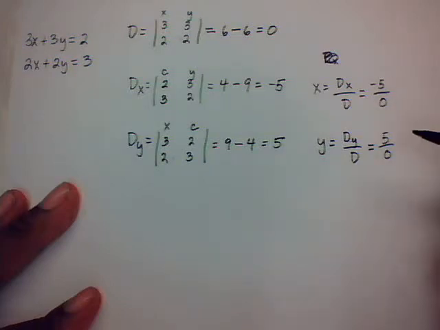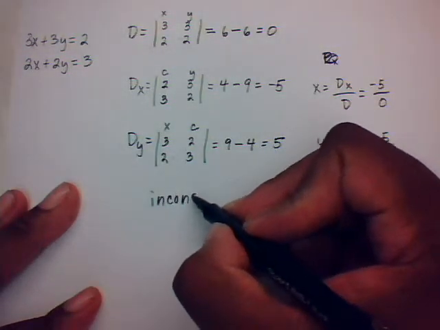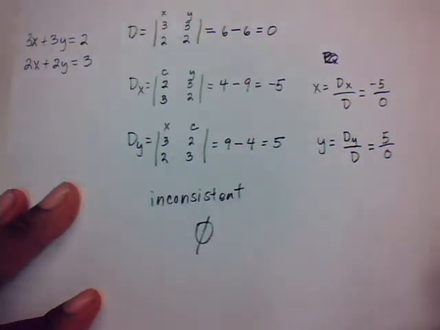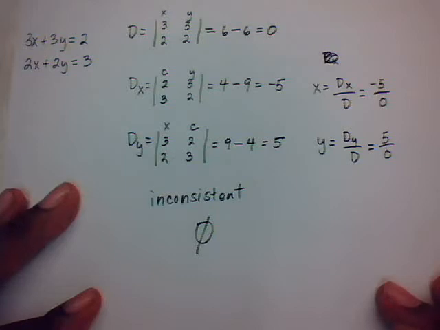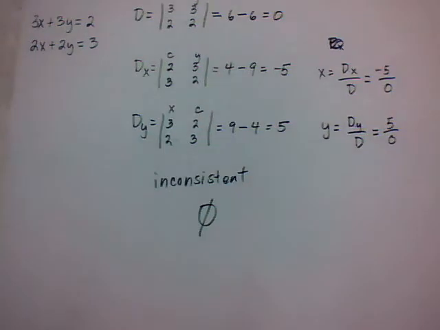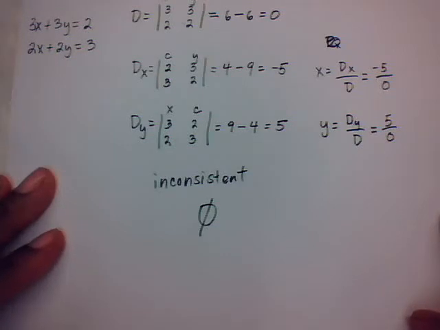So in this case, we have what we call an inconsistent system. And the solution set is undefined. Or I should say the solution set is just the empty set. Okay, so this is an example of a system of equations where, when you try to use Cramer's rule, your D is 0, and D sub x and D sub y are numbers other than 0.